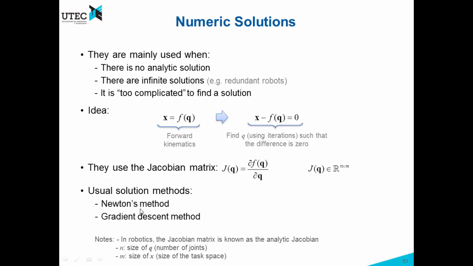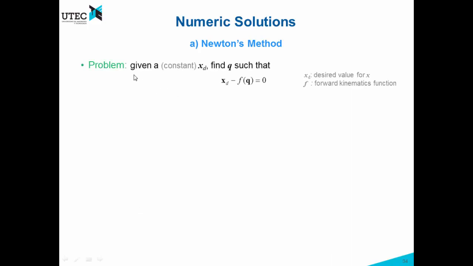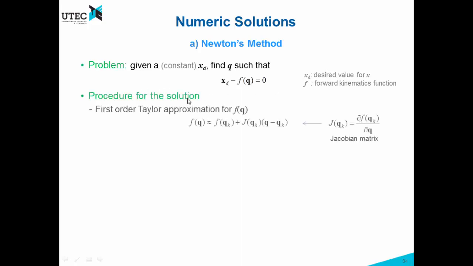First, let's see Newton's method. Newton's method is basically a root finding problem. So given a constant x desired, we want to find Q such that this equation holds. If you see here, we want to find the Q that makes this expression equal 0. So we are writing this as a root finding problem. The procedure for the solution is the following.